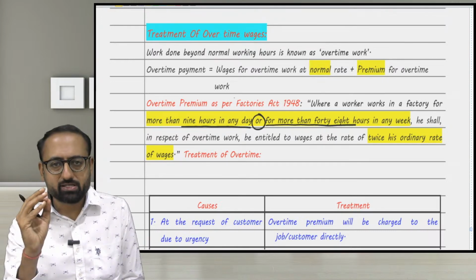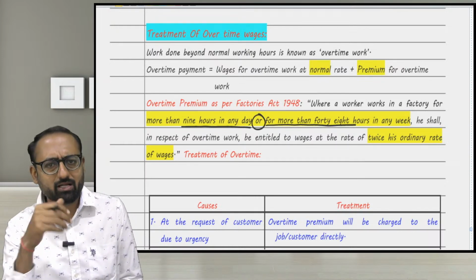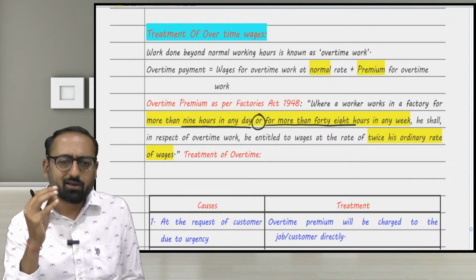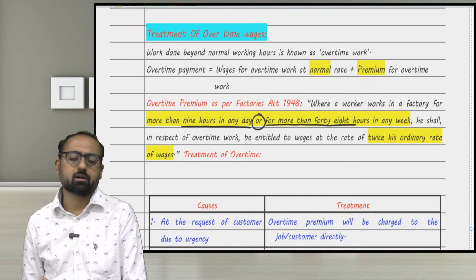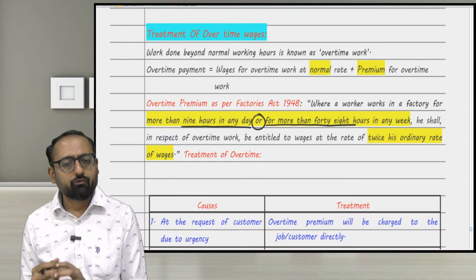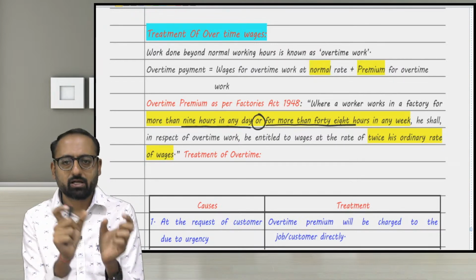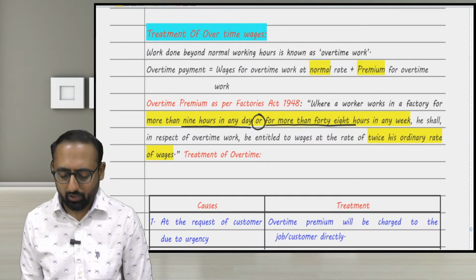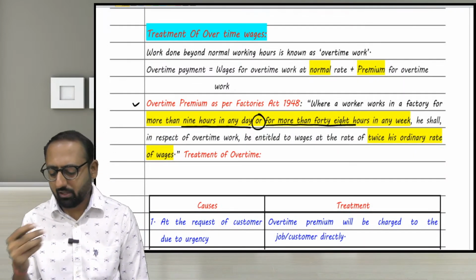And as per the Factories Act, overtime will be paid double the normal rate. Now, what do you mean by double the normal rate? If the worker is getting wages on the basis of time rate at 100 rupees per hour, then under overtime, wages will be 100 as the basic and the premium will be 100%. 100 plus 100, your answer will be 200. So overtime will be paid at double the normal rate.